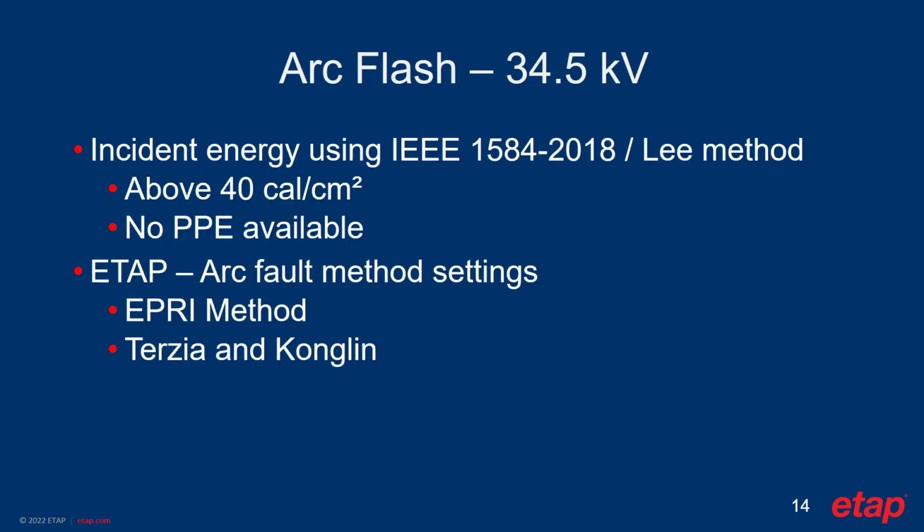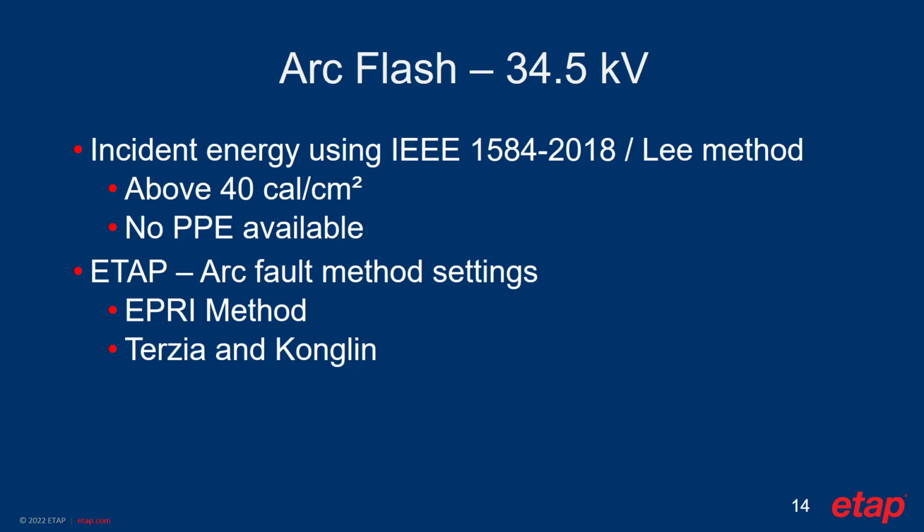On the other hand, the arc flash results for the 34.5 kV substation were also evaluated. And in this case, the client requested to perform the analysis using the IEEE 1584-2018 method, which reverts to the Lee method, which is officially removed from the standard.